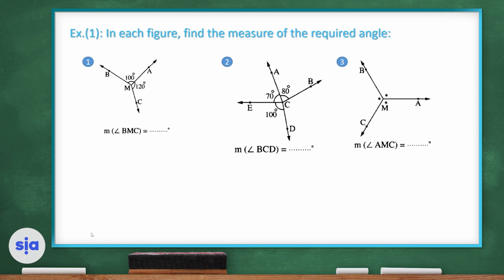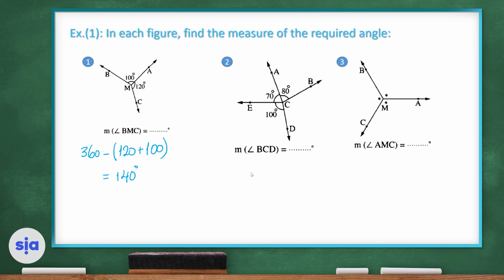Let's check exercise number 1. In each figure, find the measures of the required angles. As you can see here, angle AMC, angle AMB, and angle BMC are accumulative angles, so their sum is 360 degrees. So to find the measure of angle BMC, it is 360 minus the sum of 120 and 100. So angle BMC has a measure of 140 degrees.